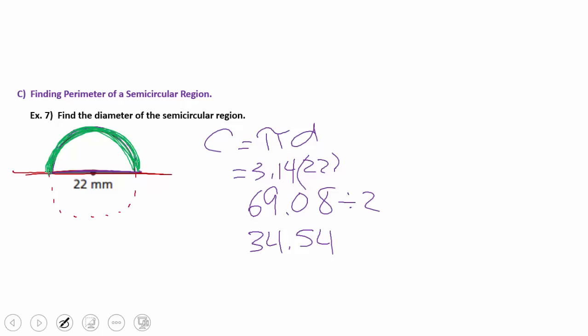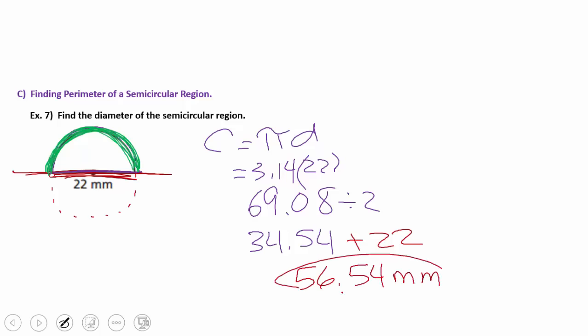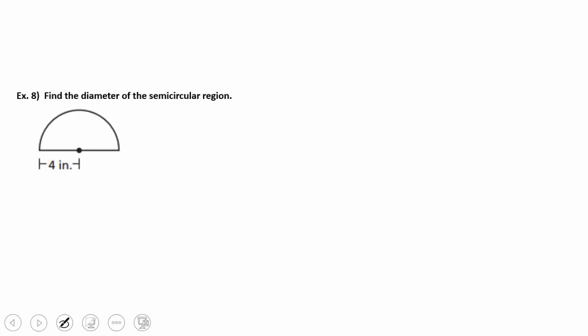We need to add the diameter. We need to add this diameter. So we're going to add to that the 22 millimeter diameter, and we're going to end up with a final answer of 56.54 millimeters. Let's do that one more time, except this time, once again, we're going to be given the radius.